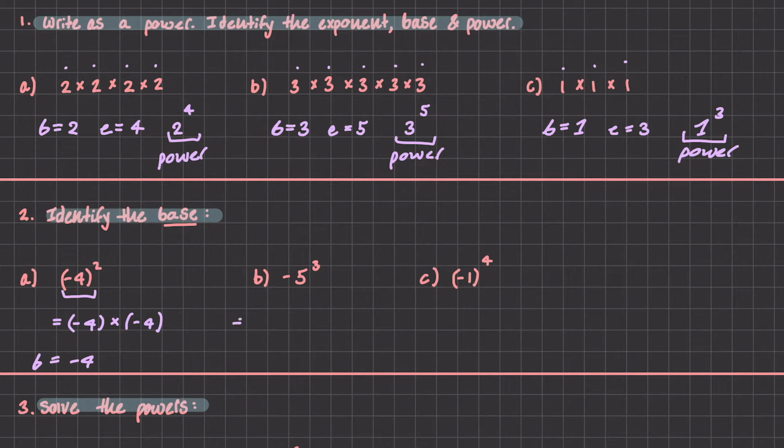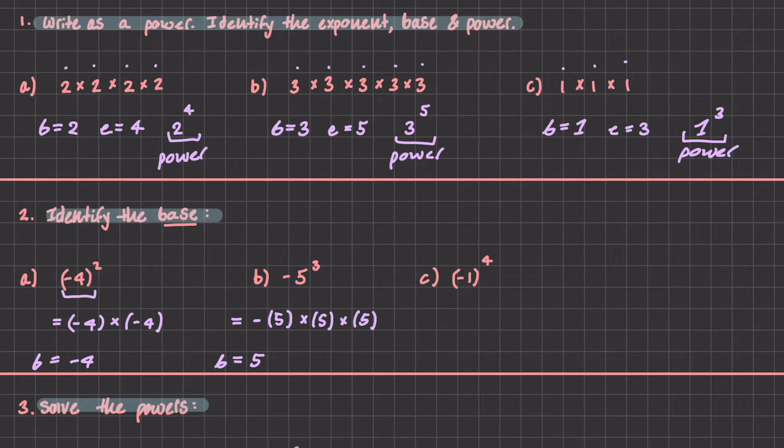However, here, there's no bracket. This means that the negative sign is on the outside and the number that's being multiplied is 5. So, if we just write this out, we can see that the base, or the number that's being multiplied by itself, is equal to 5.